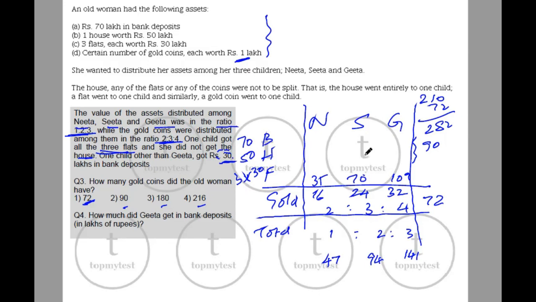Now Sita will have to get the house, 50, and she'll get 20 lakhs in deposits. Nobody will get 30 lakhs in bank deposits because all the remaining deposits will come to Neeta. Neeta will not get either a flat or the house. So everything is in terms of bank deposits. Now this does not satisfy this criteria. 72 cannot be an answer.